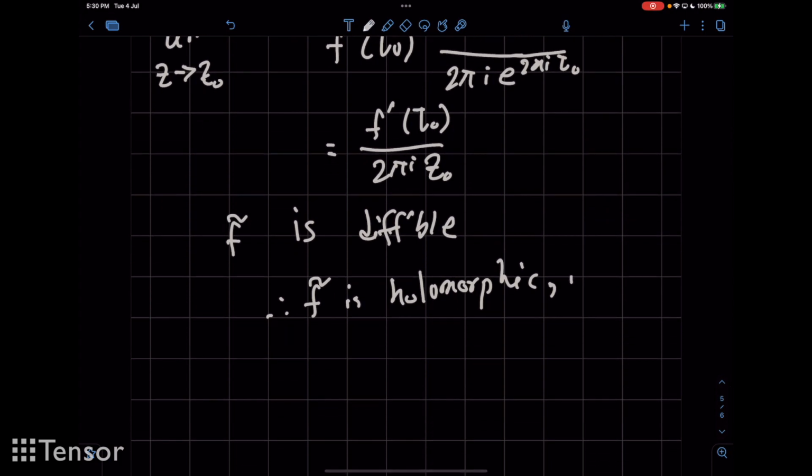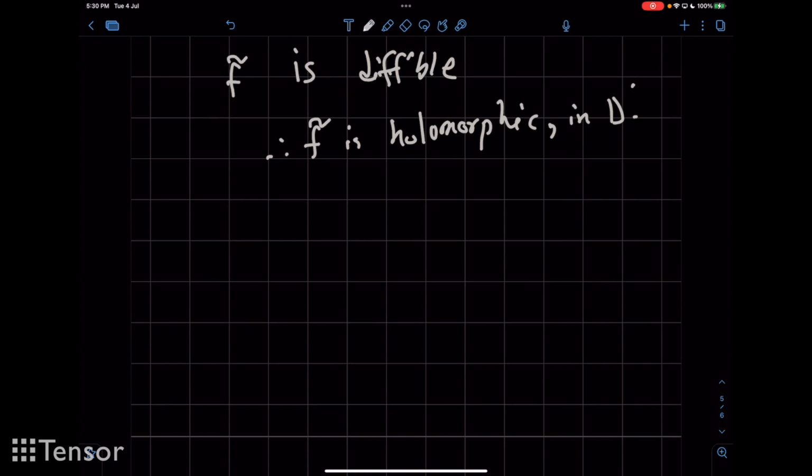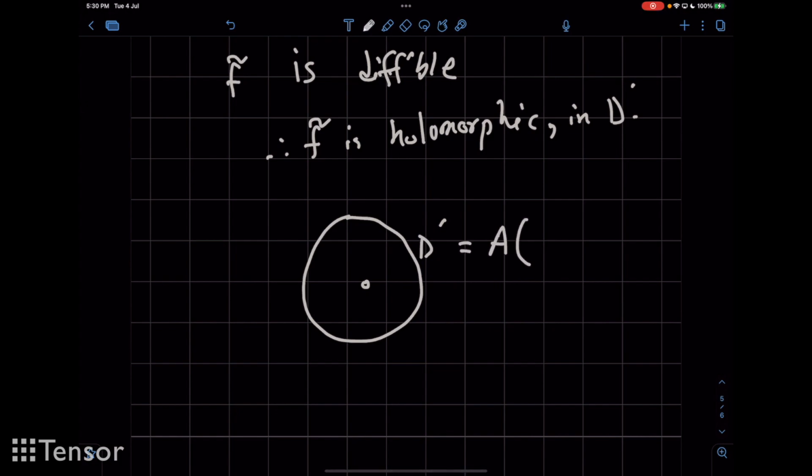And it's holomorphic in the punctured disk. Okay, so now you can see that this is the origin, this is our punctured disk. So we can consider this punctured disk as an annulus, with inner radius being 0 and outer radius being 1. So this is an annulus centered at 0 with inner radius 0 and outer radius 1.